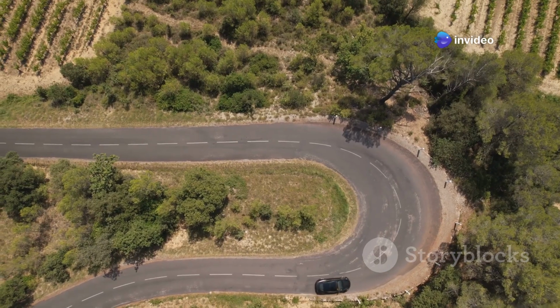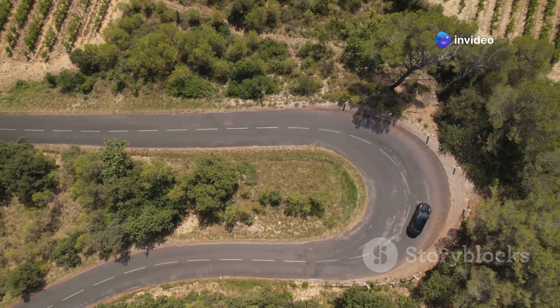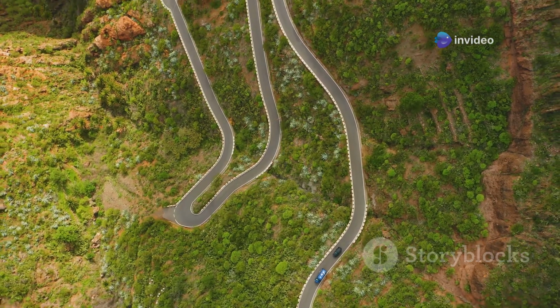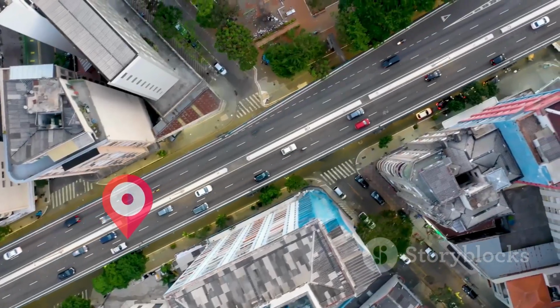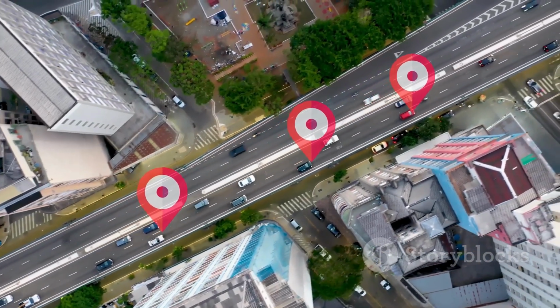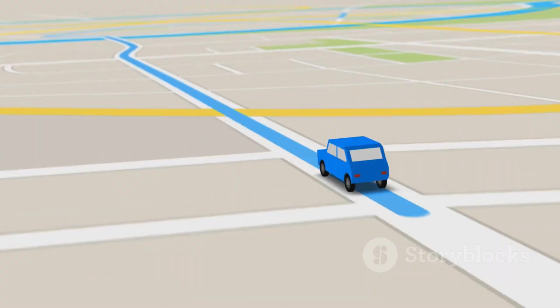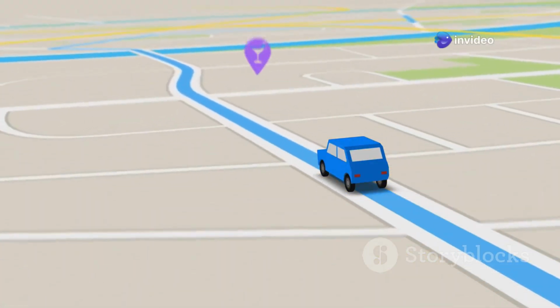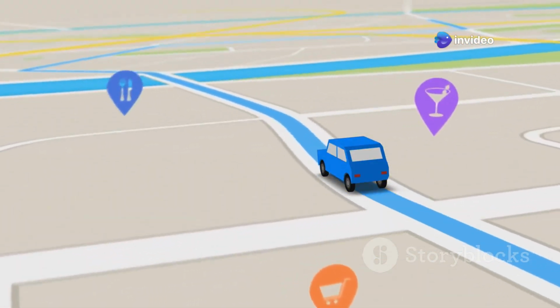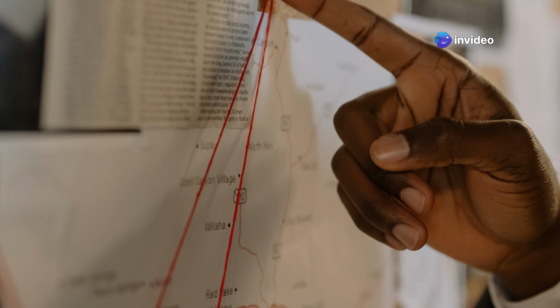Imagine a car driving from point A to point B on a winding road. The distance traveled is the total length of that winding path. Displacement, on the other hand, is the overall change in the object's position. It is the shortest distance between the initial and final positions, regardless of the path taken. In our car example, displacement is simply the straight-line distance between points A and B.